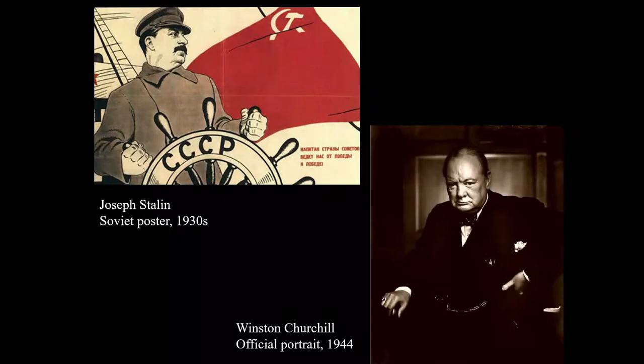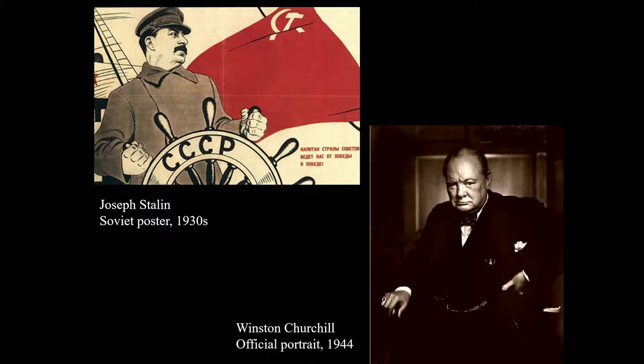But just another couple of examples that perhaps have a little bit more gravitas, shall we say, from the 20th century. Of course, Joseph Stalin at the helm of the Soviet state in the 1930s in this propaganda poster, and Winston Churchill in his official portrait from 1944. So the quintessential statesman looking somber and pugnacious and resolute.